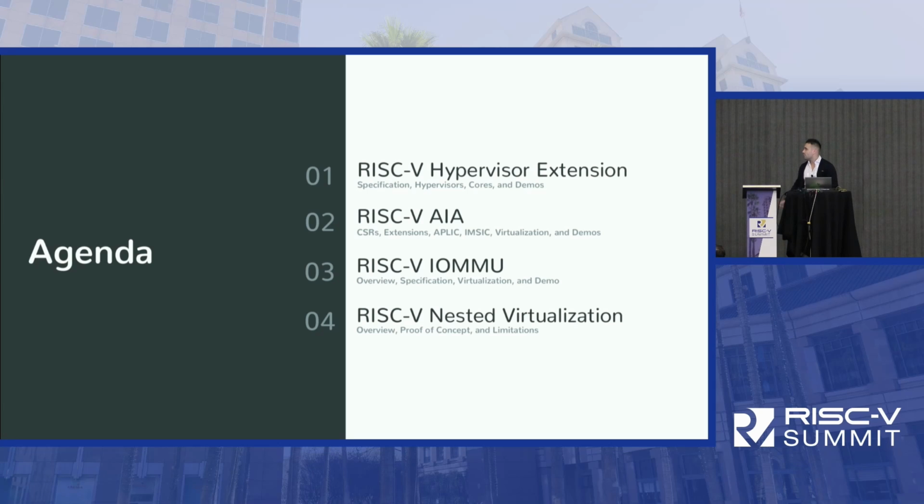The third part of the tutorial is the RISC-V IOMMU. I mean, hardware virtualization support at the CPU level is important, but if you don't provide translation also for the I/O, it's a missing piece of the puzzle. So the idea is to overview the specification, to describe the virtualization, and to run a demo based on the proof of concept components that already exist.